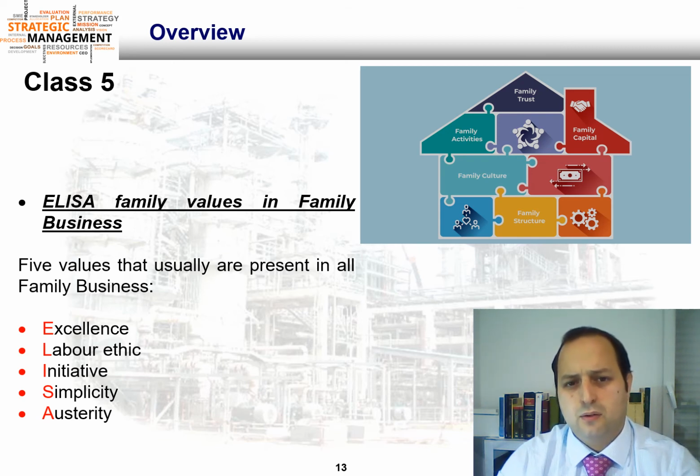Continuing with class 5, if you remember, we spoke about the family businesses. They represent more or less 70% of the GNP, so it is a very, very important matter. And we spoke about the ELISA family values, which ELISA is an acronym of those words: excellence, labor ethic, initiative, simplicity, and austerity. So they are the main 5 values that you have to take into account that usually are present in all family businesses.